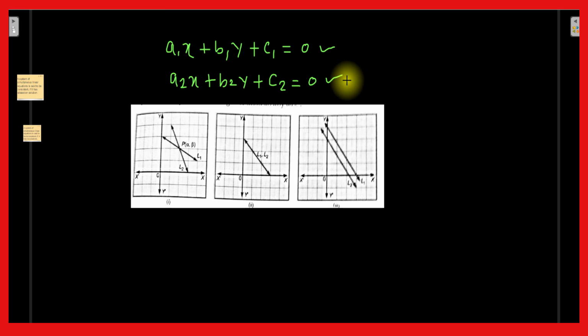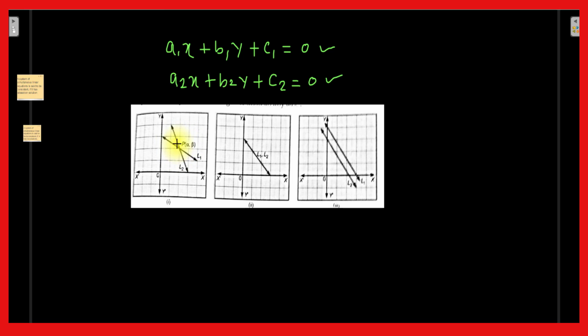And friends, if we plot the graph of these two equations, then three possibilities occur. The first possibility will be the two lines will intersect each other at one point. The second possibility will be that both lines will coincide with each other. It means one line will lie on the other line. And the third possibility will be that the two lines do not intersect each other, meaning the two lines will be parallel. So let us see one by one.